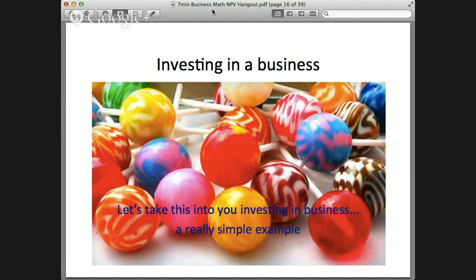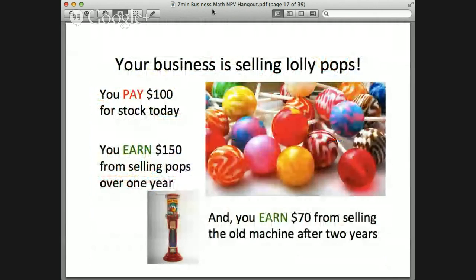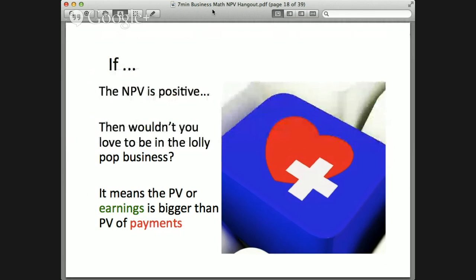Let's look at this as a business. Let's say, keeping it really simple, your business is selling lollipops. So you have paid $100 to buy stock today. You earn $150 from selling the pops over 1 year. And then you earn another $70 from selling the old machine where you had the pops in after a 2-year period. You're making a profit, yeah?